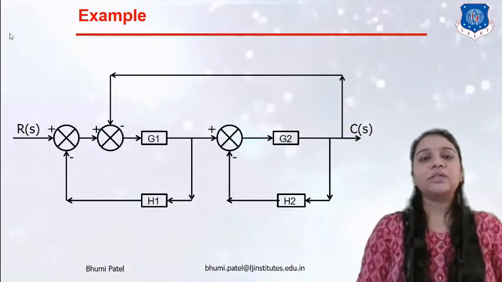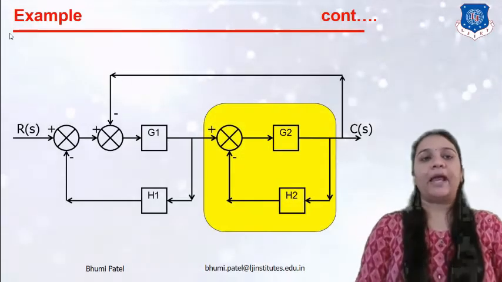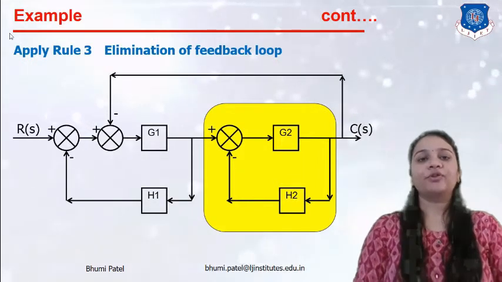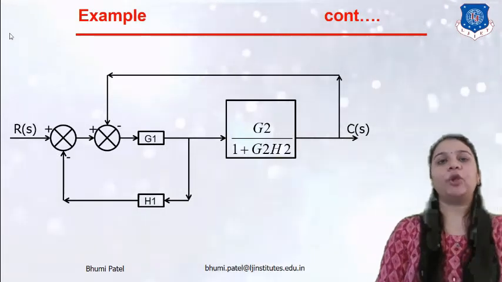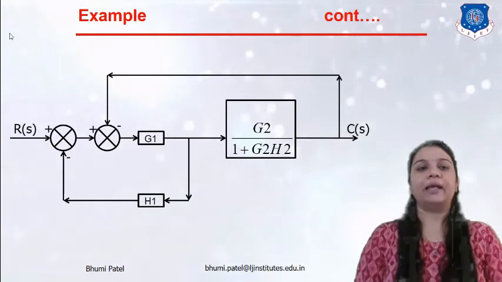G2 and H2 are connected in a feedback loop. So we can apply elimination of the feedback loop, rule number 3. So we get G2 upon 1 plus G2 H2, because the sign of the feedback loop is negative.